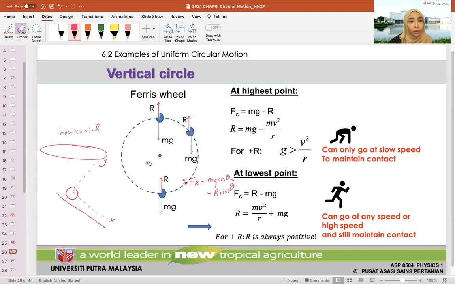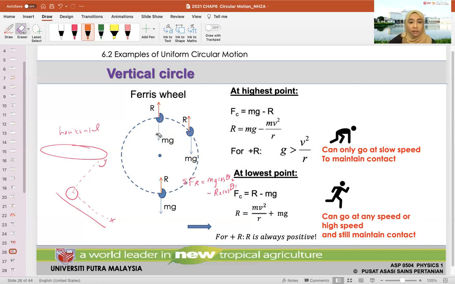So my takeaway point for this slide is, wherever you are, either at the top, right, in the middle here, or at the bottom, always find out the forces acting towards the center. It doesn't matter where you are, you just have to find out what is acting towards here. Okay, so if your R and mg are not in the same direction as your radial direction, this is your radial direction, FR or FC, then you would have to resolve your R and mg into that direction.